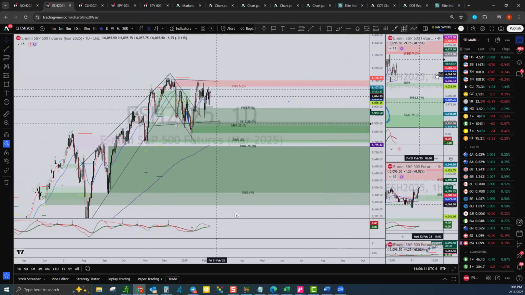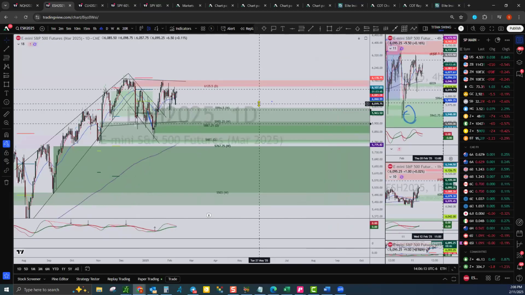What I always like to see is this through a multiple time frame lens. I like to see clusters. So here's what I call a Titan cluster: we have daily demand zones and weekly, all together.